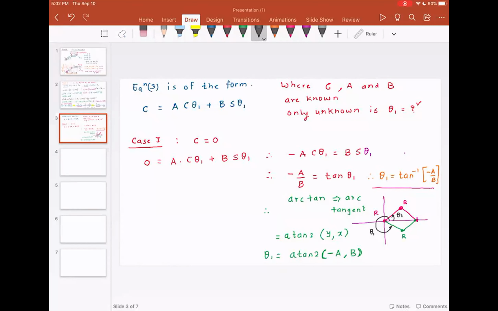So now the equation that I have to solve is of the form minus a cosine theta 1 is equal to b sine theta 1. Okay. So what I'm going to do is square both sides. So I need to write this down here. This is method 1. And this is method 2.